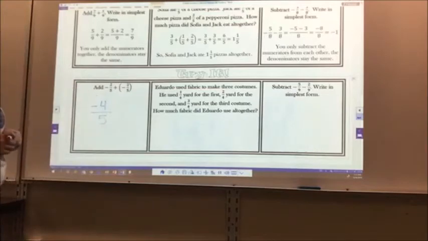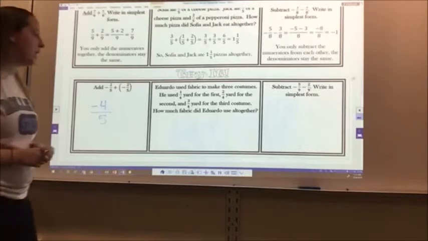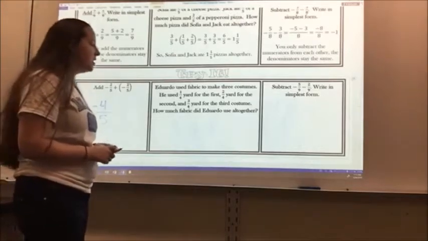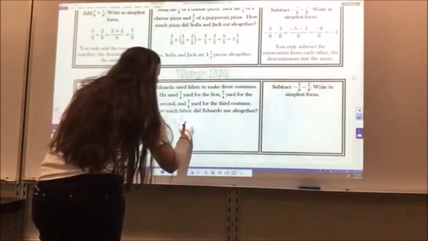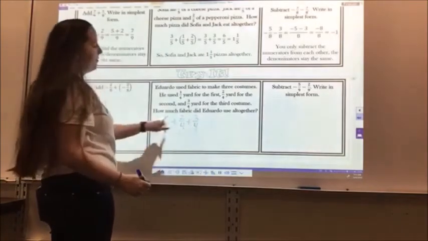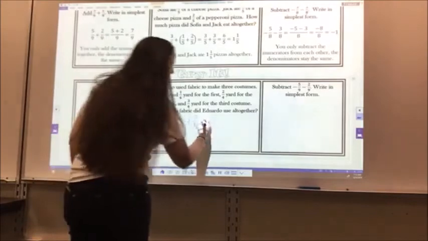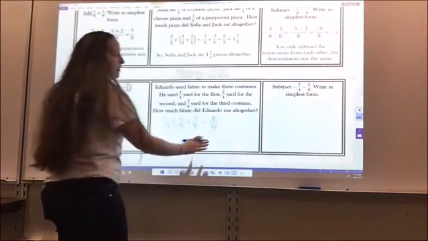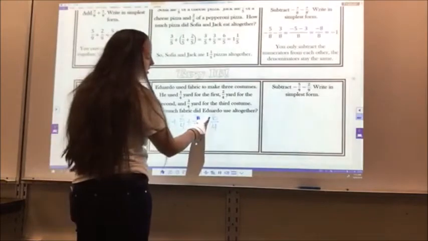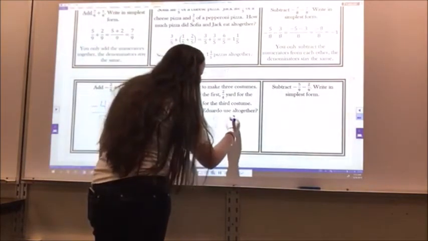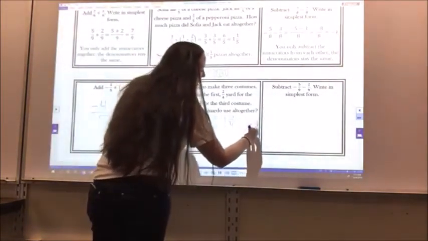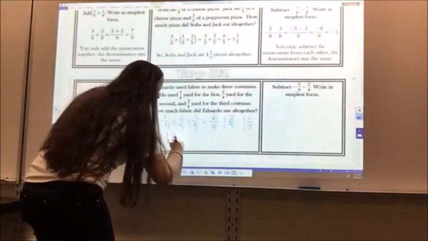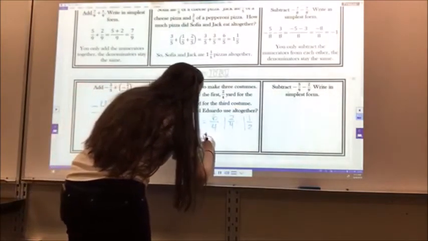Eduardo used fabric to make 3 costumes. He used 1/4 yard for the first, 2/4 yard for the second, and 3/4 yard for the third costume. How much fabric did Eduardo use? This is like normal. I have 1/4 plus 2/4 plus 3/4. 1 plus 2 is 3, plus 3 is 6, so I get 6/4. Remember, my denominators stay the same. 4 goes into 6 one time with 2 left over, so 1 and 2/4, which I can simplify to 1 and 1/2. So he used 1.5 yards of fabric.